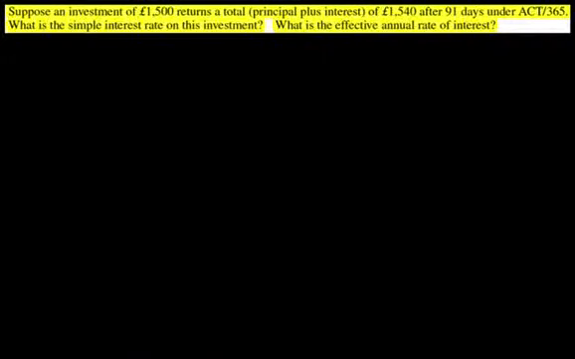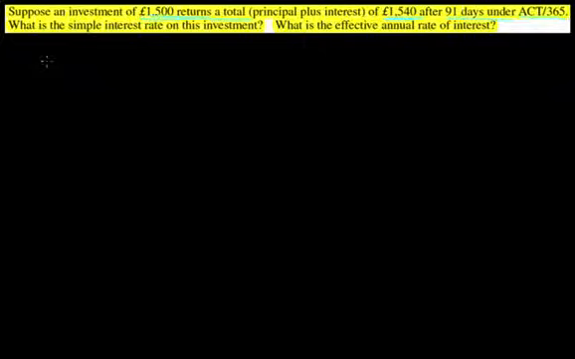Okay, so this is a simple interest question, though it's not as simple as it looks, but we'll get through it. It's not too difficult. Suppose an investment of £1,500 returns a total, principal and the interest, of £1,540 after 91 days under the actual number of days over 365. So we're just assuming that there's 365 days in a year. What is the simple interest rate of this investment?